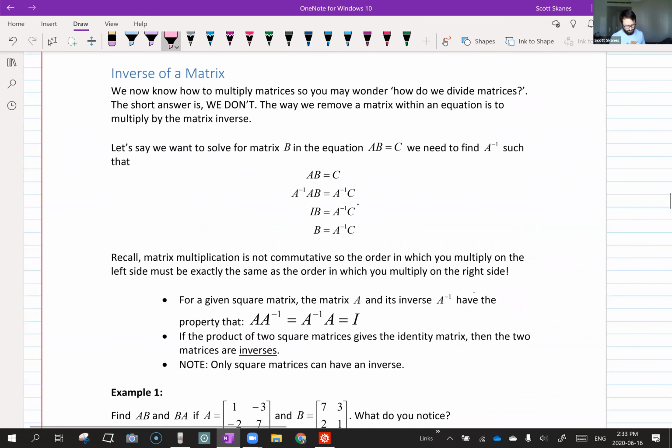Inverse of a matrix. We know how to multiply matrices, so you may wonder, how do we divide matrices? We already multiplied matrices, so how do we divide them? And the answer is we don't, and we can't. We can only multiply, but that's okay. Let me show you how.